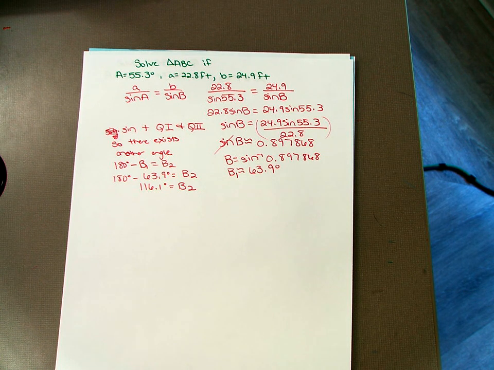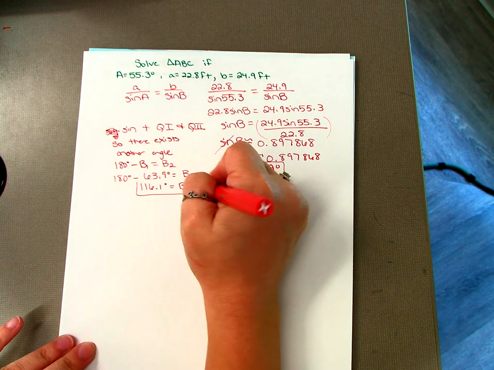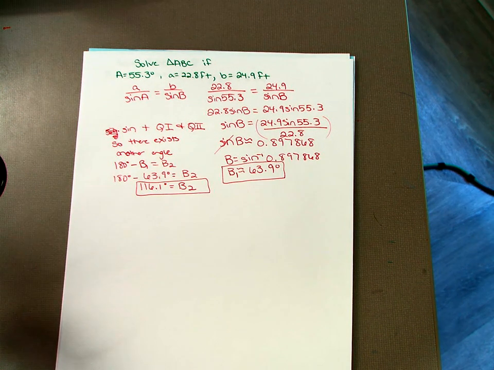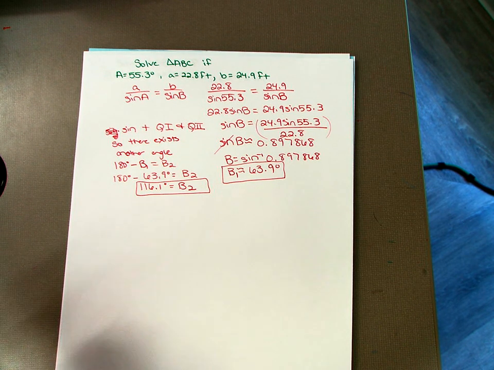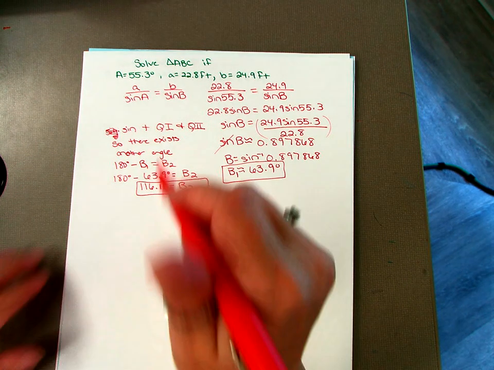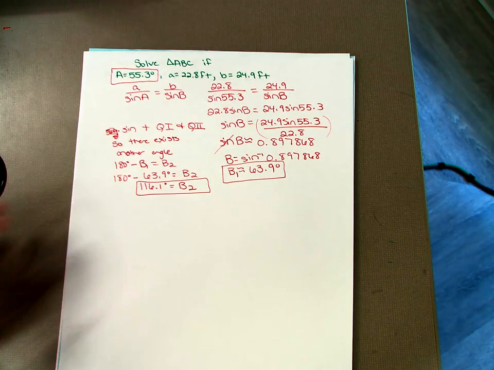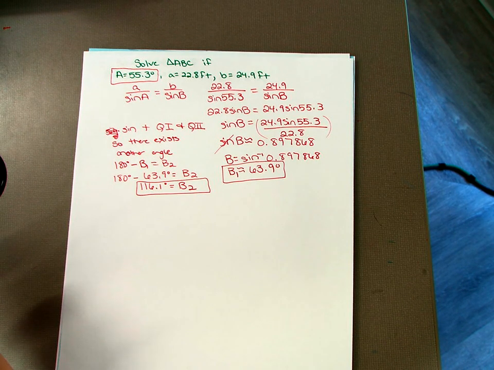Now, one thing, though, that we're going to need to check, because we just found this one, and we just found this one. So what we're saying is there's a potential for 2 different triangles, one that includes B1 and one that includes B2. But at the very beginning of this problem, they gave me an A. What do we know about our interior angles of our triangles? They have to add up to 180 degrees.